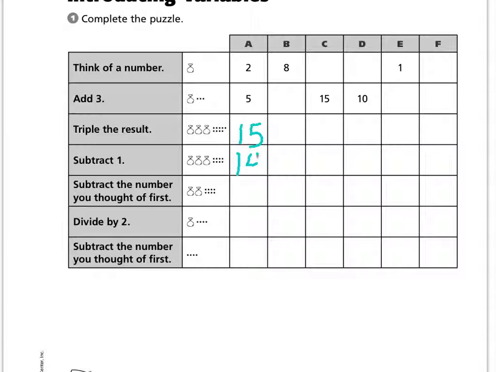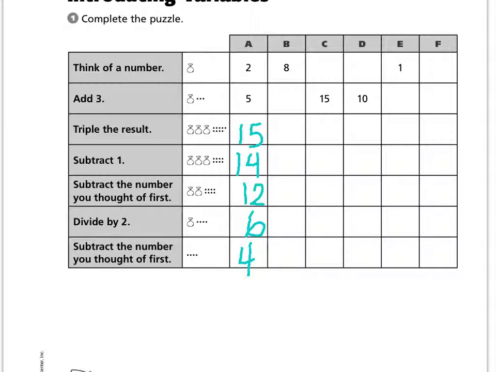Subtract 1, you get 14. Subtract the number you thought of first. So 14 minus 2 is 12. Divide by 2, which is 6. Subtract the number you thought of first, which would be 6 minus 2, which would be 4.